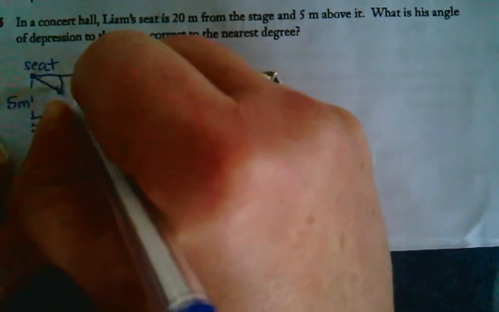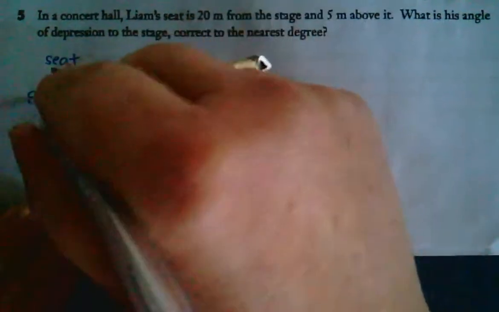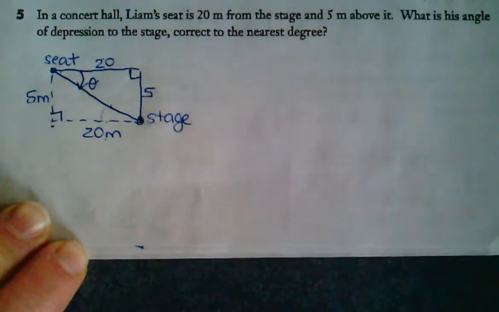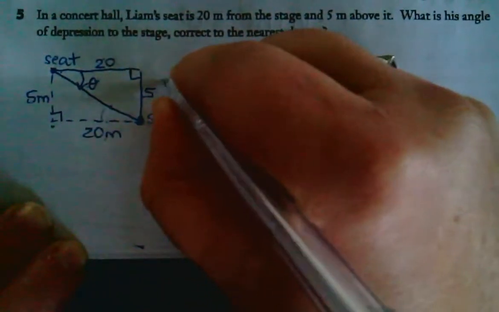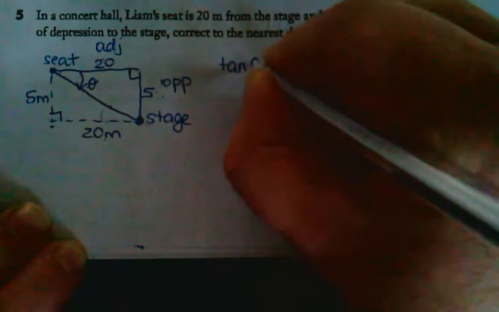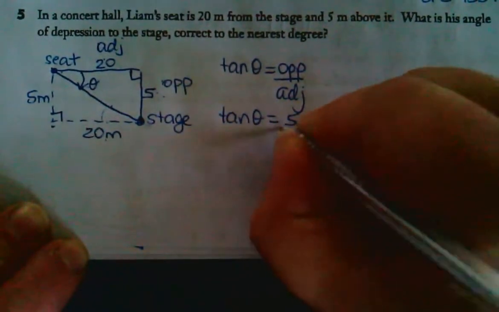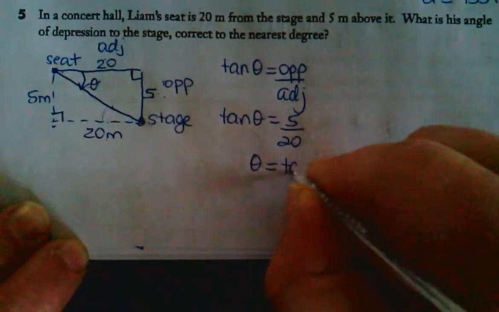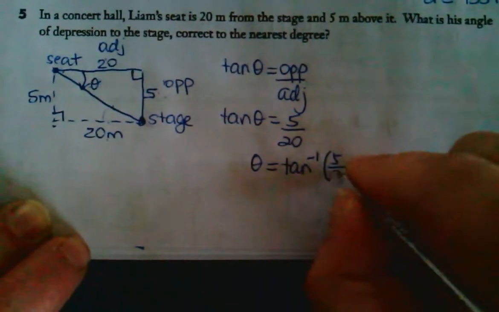The angle of depression is the angle looking down. At what angle is he looking down to the stage? Remembering it's a rectangle, if that's 5, this is 5, and if that's 20, this is 20. I'm going to use the top solid triangle. Sine, cos, or tan? I've got opposite and adjacent, so tan. Tan theta is opposite over adjacent, so tan theta is 5 over 20. You can simplify that to a quarter if you want, or just go theta is tan to the minus 1 of 5 on 20.